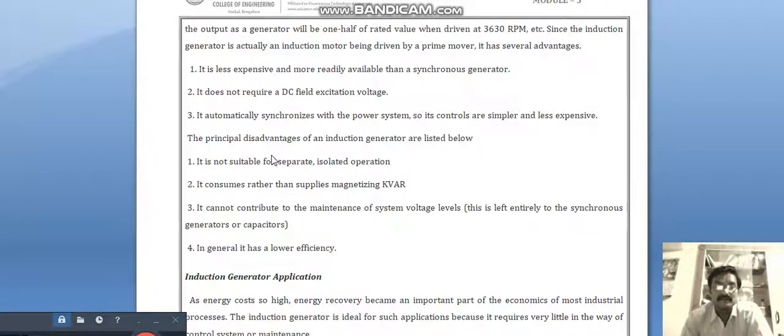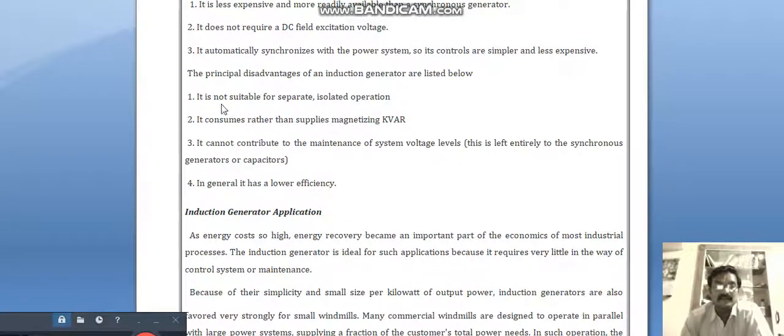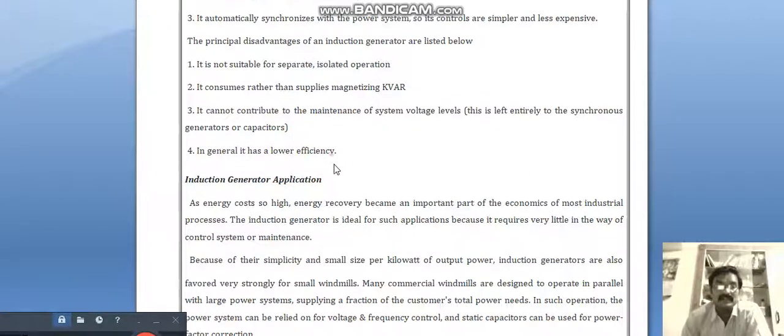The principal disadvantages of the induction generator are listed below. It is not suitable for isolated operation. It consumes rather than supplies magnetizing kVAR. It cannot contribute to the maintenance of system voltage levels. This is left entirely to the synchronous generators or capacitors. In general, it has lower efficiency. The efficiency of the synchronous generator will be very high compared with the efficiency of the induction generator.